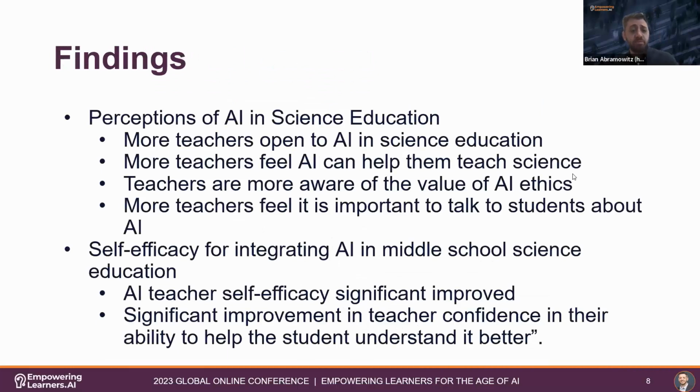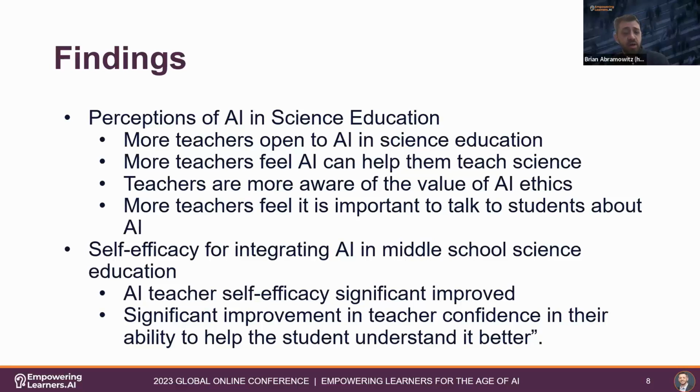So we did quite a bit of research and evaluation as part of this project, and we're continuing to do more. I just thought I'd highlight a few of our findings so far. So far we've been looking at things like student career awareness. We've been looking at teachers' AI misconceptions, and we found there's actually been a huge shift from teachers having misconceptions to more accurate conceptions. So that's encouraging. But you'll see here we asked teachers about their perceptions of AI in science education. Here's what we found. More teachers are open to AI in science education. They're open to it. More teachers feel AI can help them teach science.